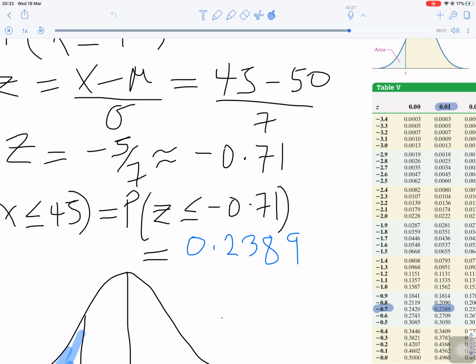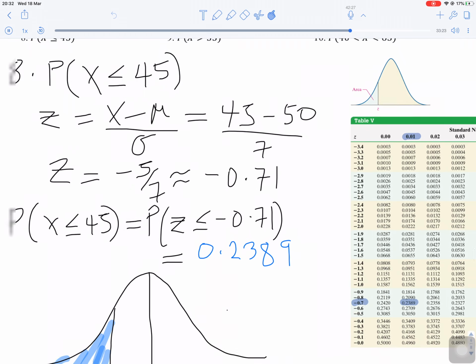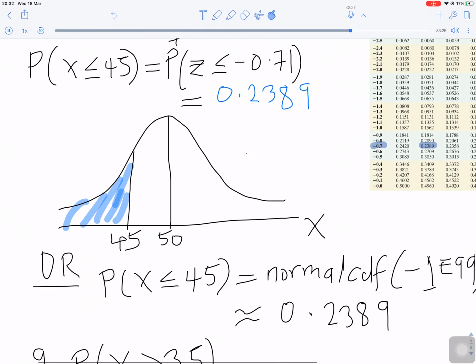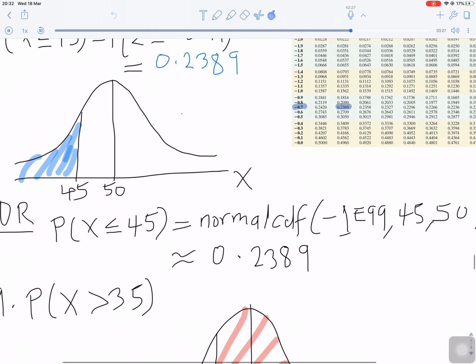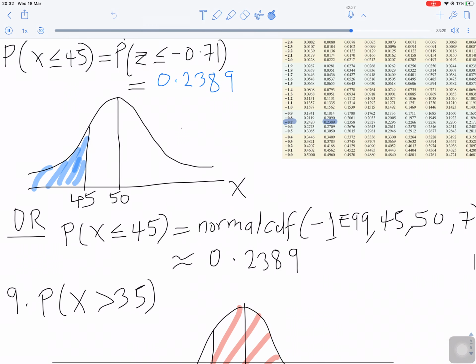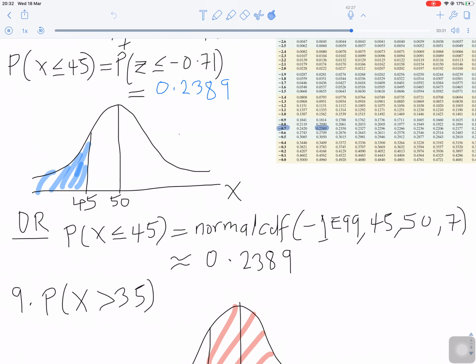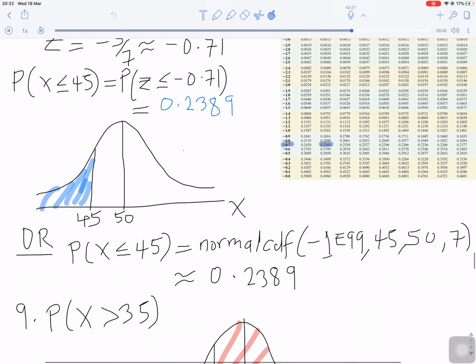Now I'm using this so that you know how it is done. But a way simpler approach that you can always rely on is using the normal CDF. The normal CDF works perfectly well for any form of the normal distribution, whether you are dealing with the standard normal distribution or any ordinary normal distribution.